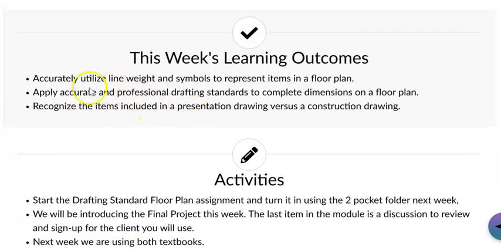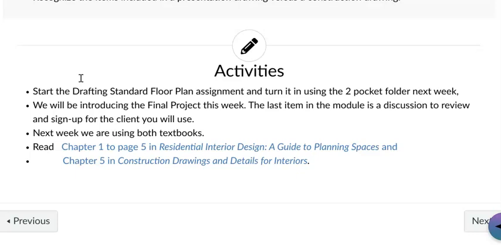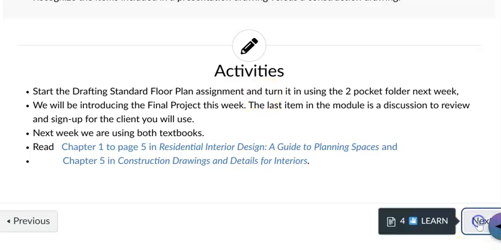The learning outcomes will be to utilize line weights and symbols to represent items in a floor plan, apply accurate and professional drafting standards, and complete dimensions. We're going to do this little project. We're going to draft a floor plan. I did talk about the final project last week, but this week we'll start to think about which client we want to work with. And let's go to next.